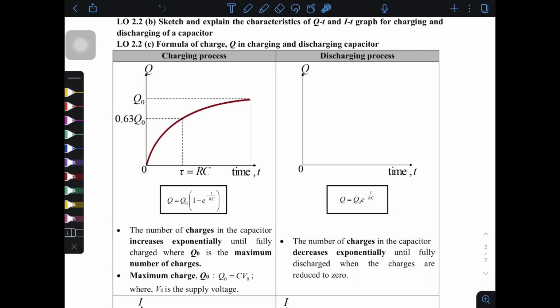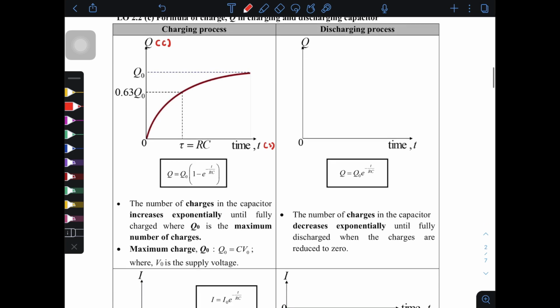Okay, so the graph we gonna look like this daripada kosong. Sebab kita charge kan, so charge kita daripada kosong, dia akan pergi dekat maximum. So Q, the unit is coulomb. We have to put the unit as well. And time, the unit is second. Okay, so the equation for this graph akan jadi Q equals to Q0 (1 minus e^(-t/RC)). Okay, the equation is given.